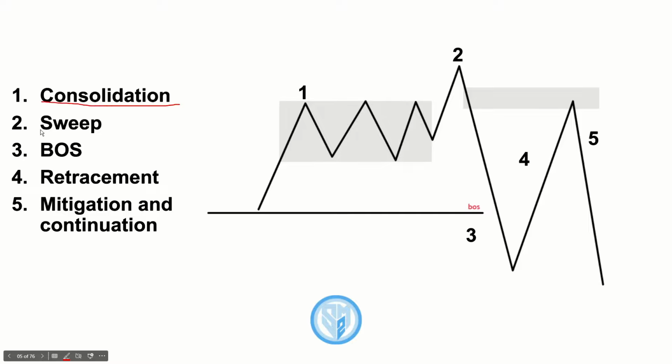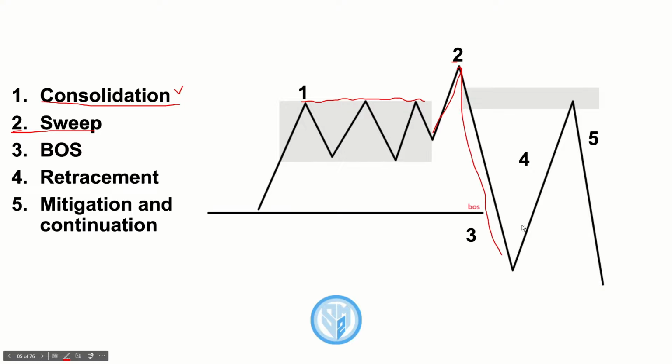Now, the second thing we need to see is the sweep. As you can see, the sweep here is labeled number 2, and that is right there. What the sweep is, is just seeing that price takes out the previous consolidation, as we mentioned in step number 1. It takes it out. So in this diagram, we take it out towards the upside, and then we see a drop towards the downside.